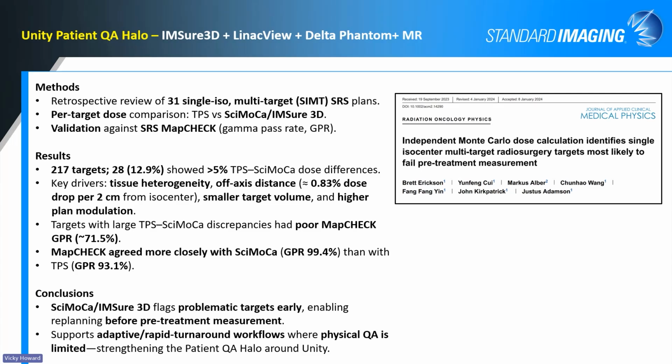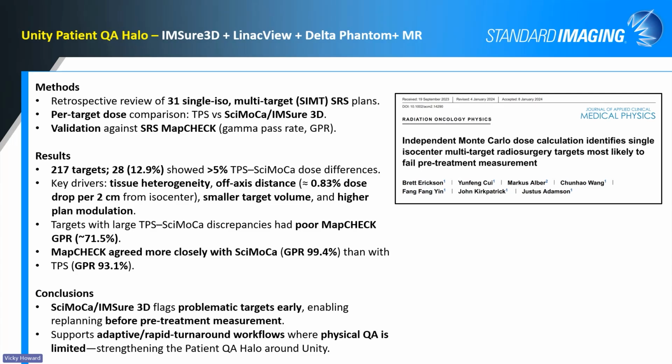So all of those things spilled over into the other study, where things start breaking down when you get really small, and you start throwing in tissue heterogeneity as well. What's interesting is that the targets with the largest treatment planning system versus SIMOCA discrepancies also had poor MapCHECK results. They found that 71.5% of those with the discrepancies also failed MapCHECK in those areas. MapCHECK did agree more closely with SIMOCA. So that's kind of interesting, and I actually need to probably go back through.